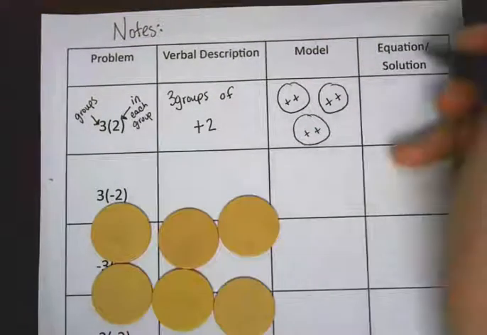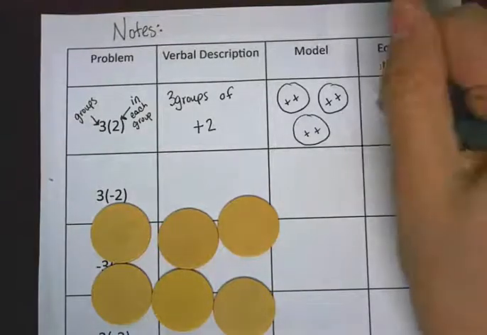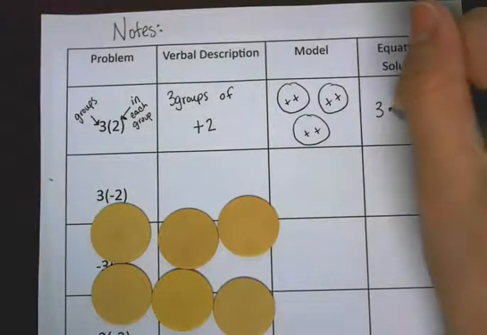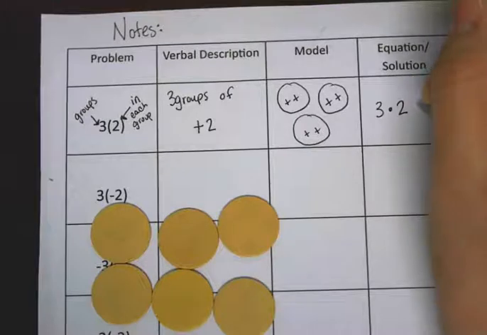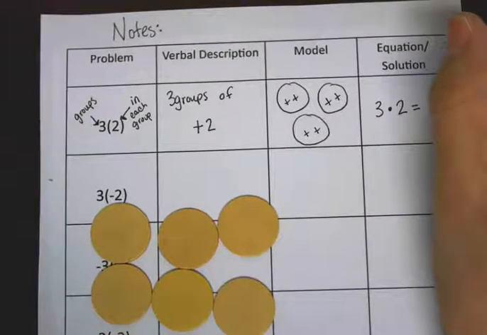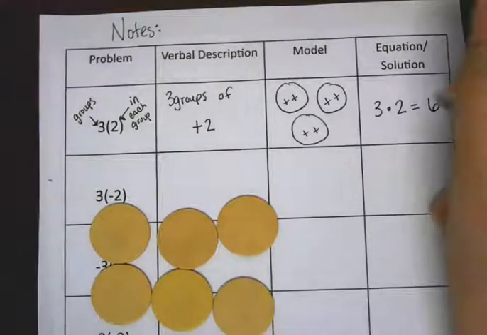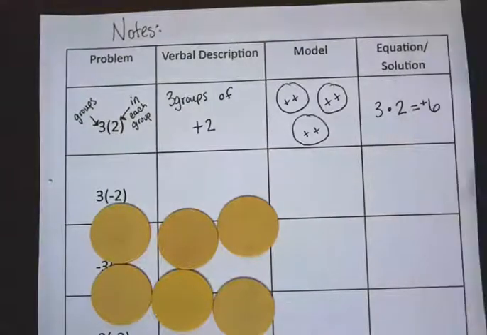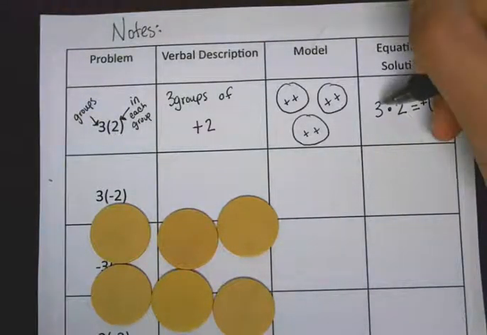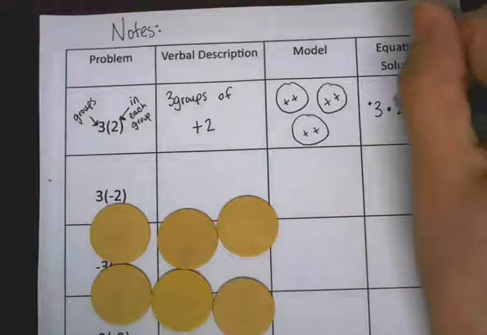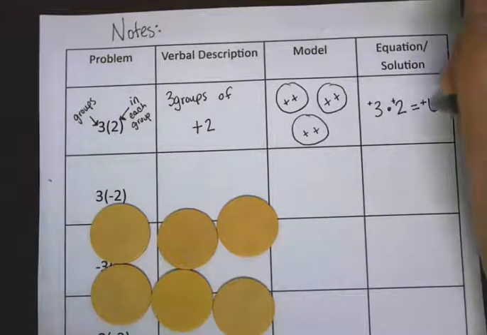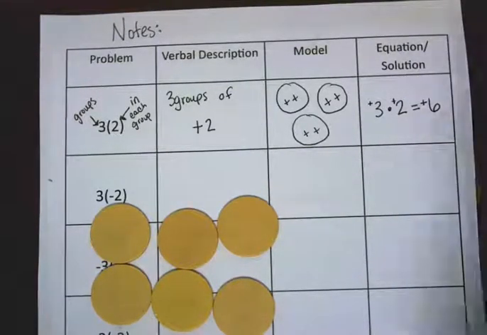So my equation and my solution would be 3 times 2 equals 6. Again, invisible math says if there is no symbol, it's automatically positive. So positive 3 times positive 2 equals positive 6.